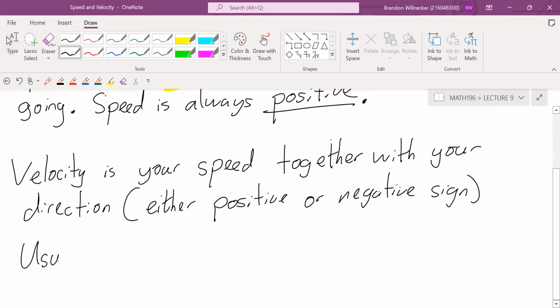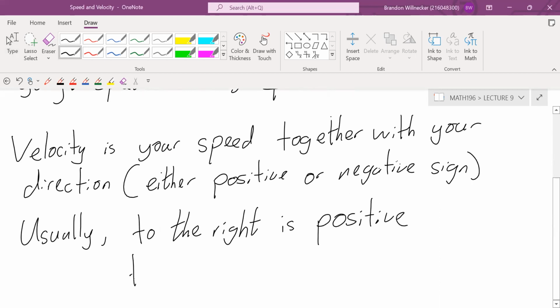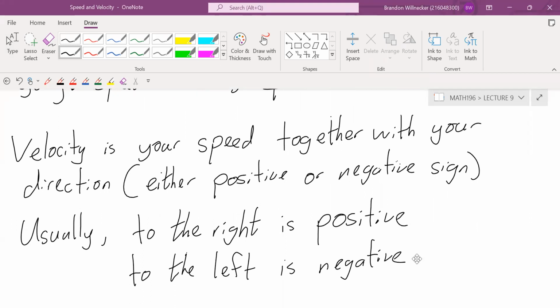So usually, if you're going to the right, okay, so this is in like one dimension, you can go to the right or to the left. So to the right is positive. And to the left is negative. Okay, now of course there's up, down, forward, back, but we're only going to consider one-dimensional motion for our tests and examples and all of that.